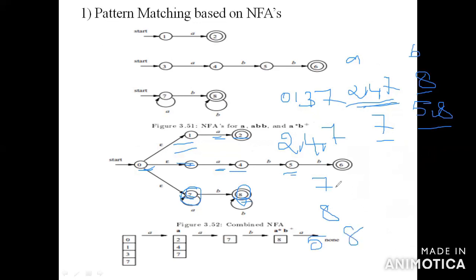Okay. So what is the 7 state of A? 7 state of A is 7 only. 7 of B is 8. You can check the diagram. Then check for 8. 8 of A is no 8, only B. So B is 8. Then check 5, 8.